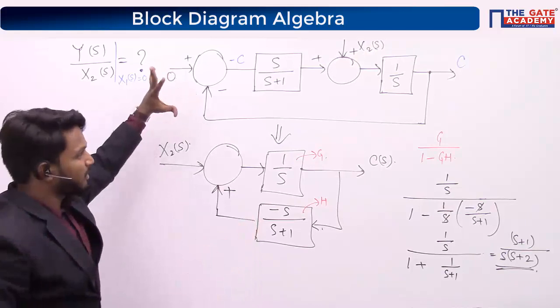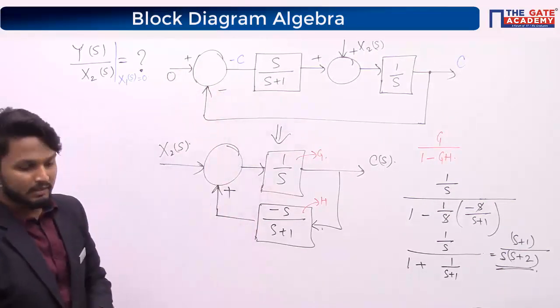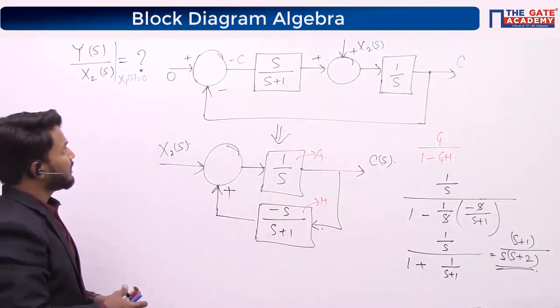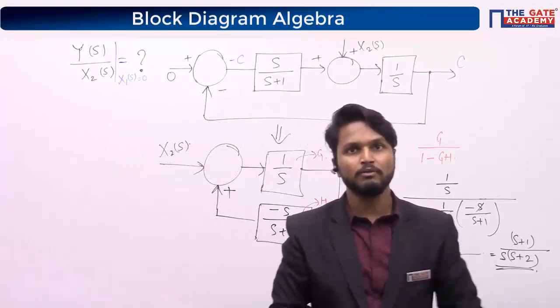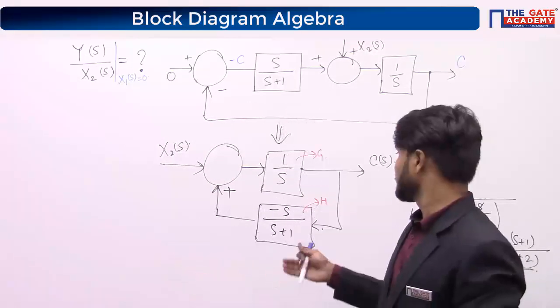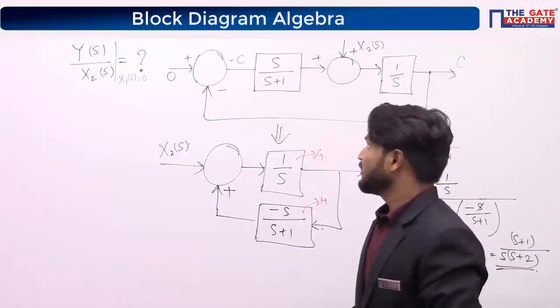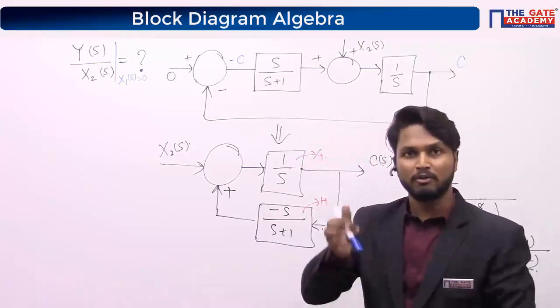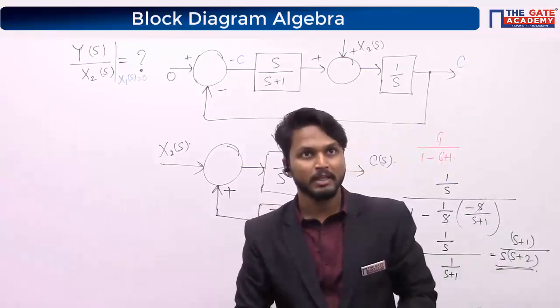See here how this has been converted into a negative feedback. Whenever you have more than one source, how you find the overall transfer function of the simplified block, I will tell you. Whenever you have more than one source, you will turn off one source and find out the output because of a single source.